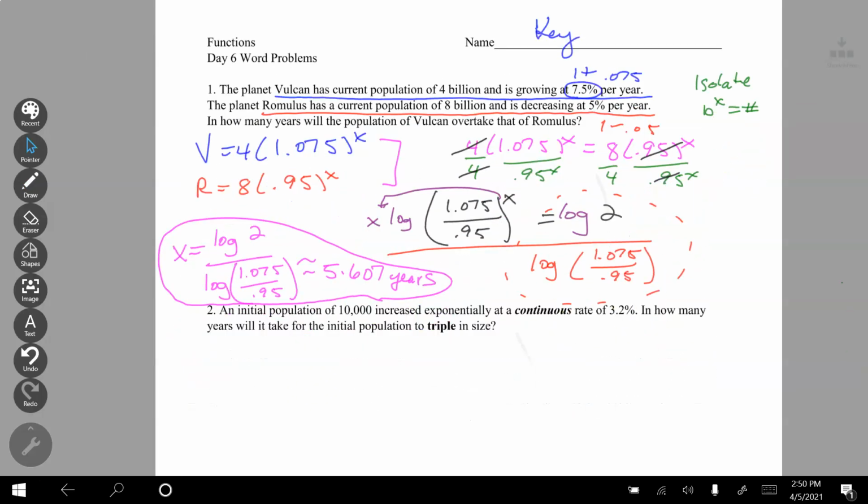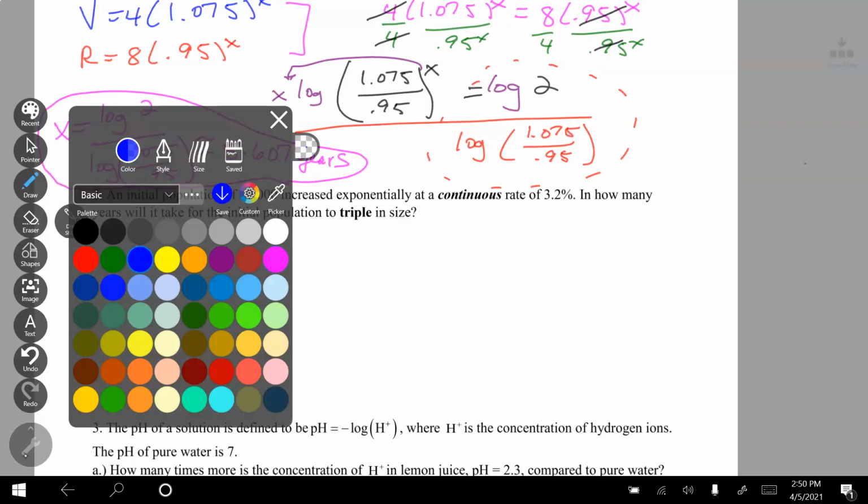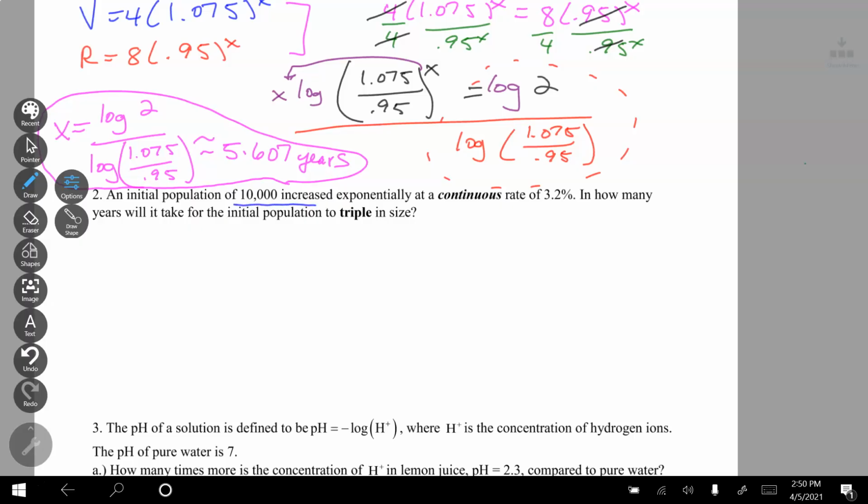Okay, let's look at the next one. This one I got to be careful. I got to make sure I read the words correctly. I have an initial population of this increasing at a continuous rate. Continuous means e to the rt. I have to use 0.032. So I have my population is equal to 10,000 e to the 0.032 t, because it is increasing, positive.